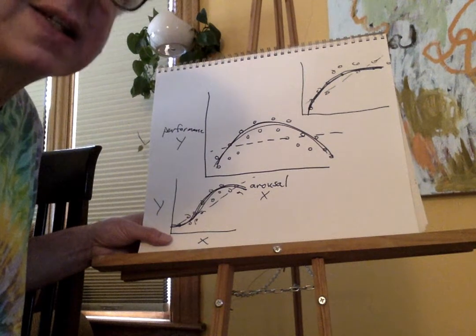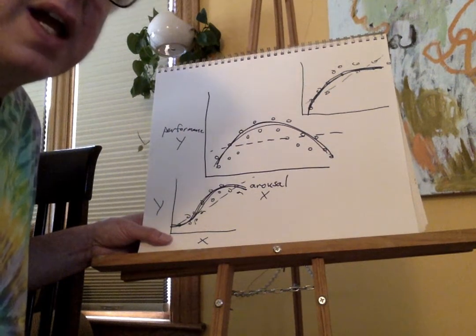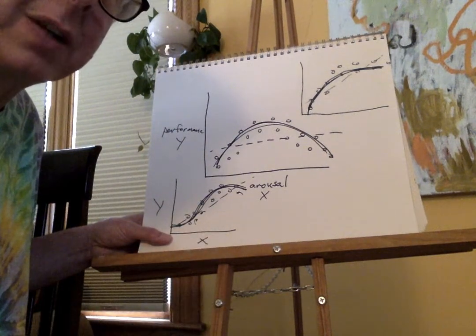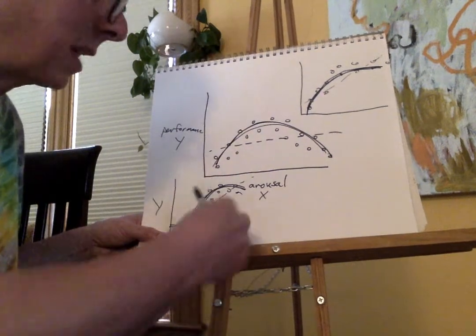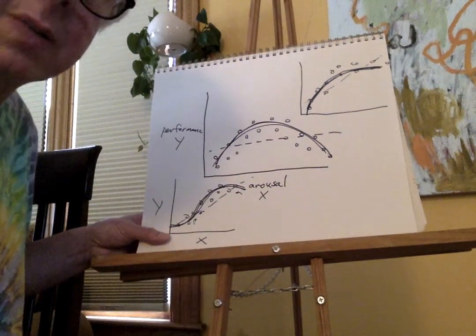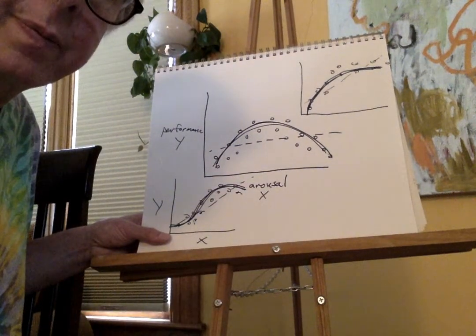If you get an insignificant R value, it either means there's not a relationship between the two variables, or it means that the relationship is something other than linear. It's something other than a straight line. Okay?